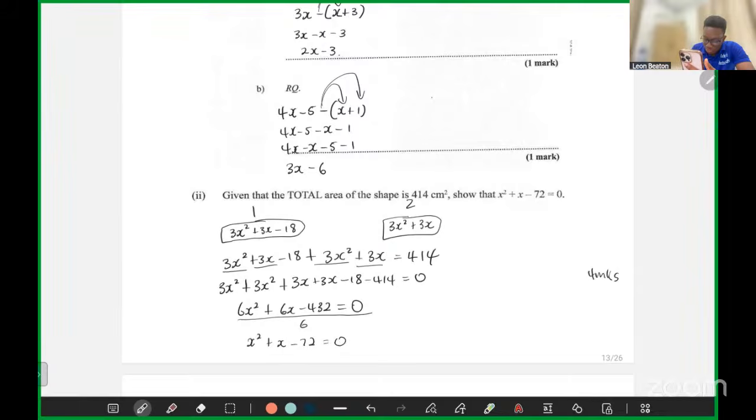Hence, that is how we show that, QED. Remember, this is what we want to show, right? So we divide by 6 so that we can arrive at that. Just like if we have 5 over 10, and we want to show that this is a half, we just divide everything by 5 to get the half. All right? So that is that.